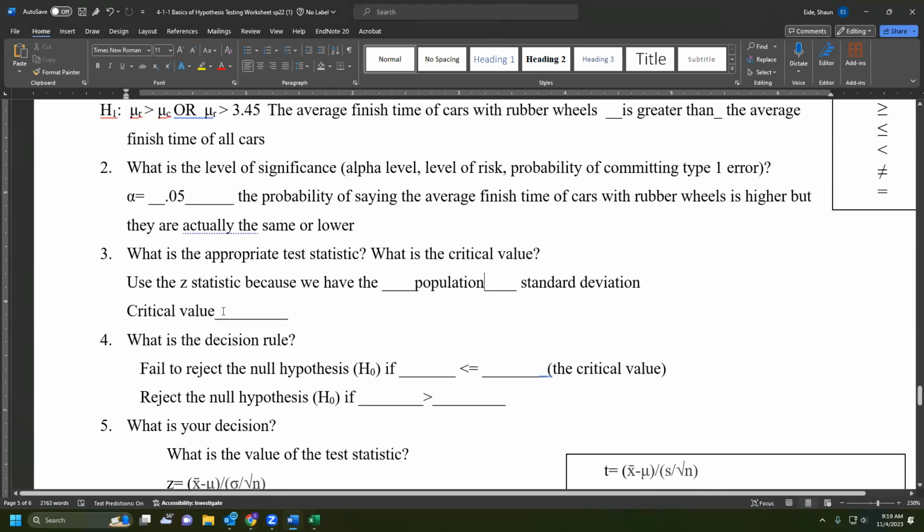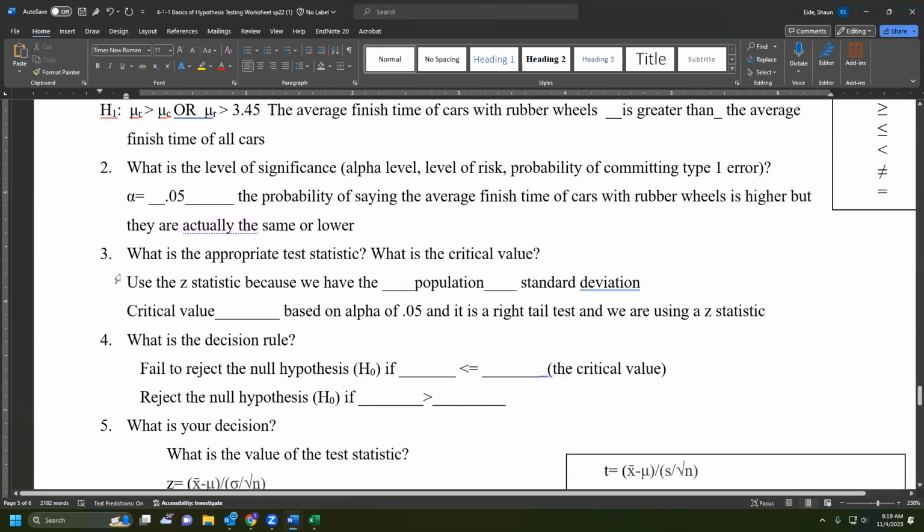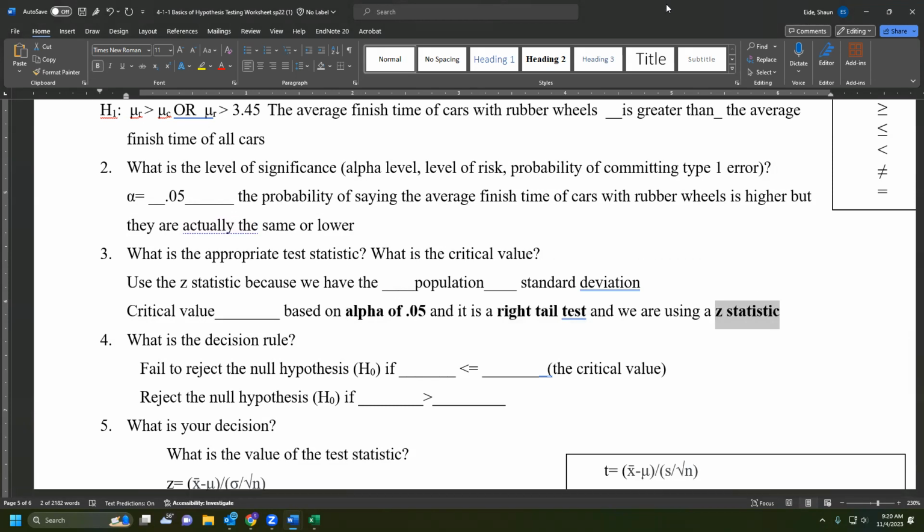So what is the critical value? The couple things that we need, based on the alpha of 0.05, and it is a right tail test. And we are using a Z statistic. Okay, so these are really the three things, I guess. Alpha of 0.05, right tail test, Z statistic gives us our critical value.